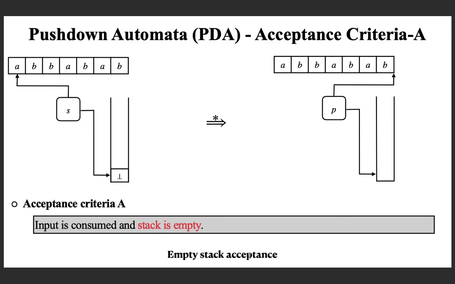That is, you consumed the input completely and the stack is empty. You are not looking at whether the state is final or not. It could be any state. So if you start from this configuration, if you end up like this, that is, you finish processing your input, and when you finish processing the input, the stack is empty. The bottom of the stack symbol is also taken out. Then you accept. That is acceptance criteria A.